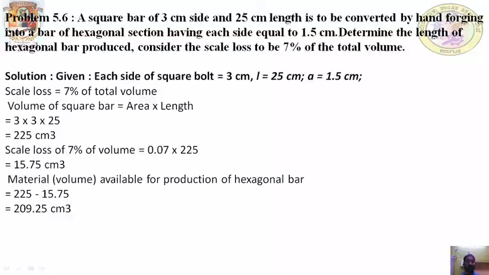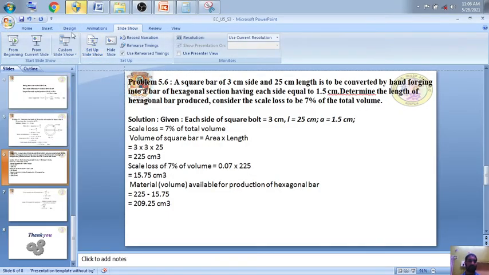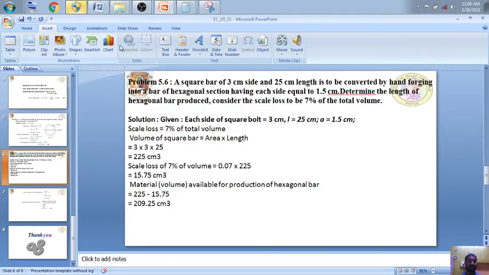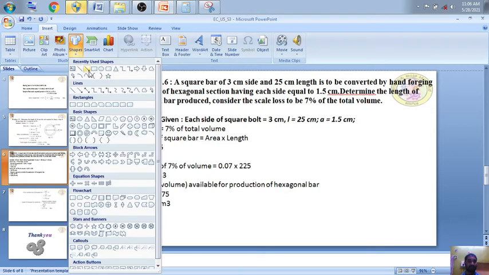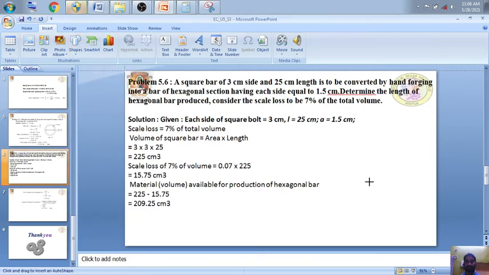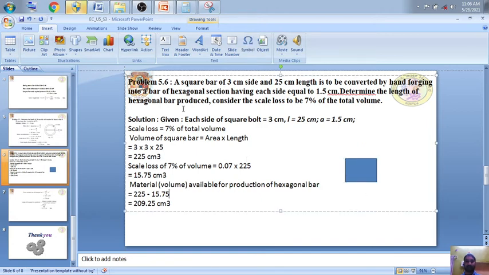So to tell you how to do this, you have a square bar of 3 centimeter side.